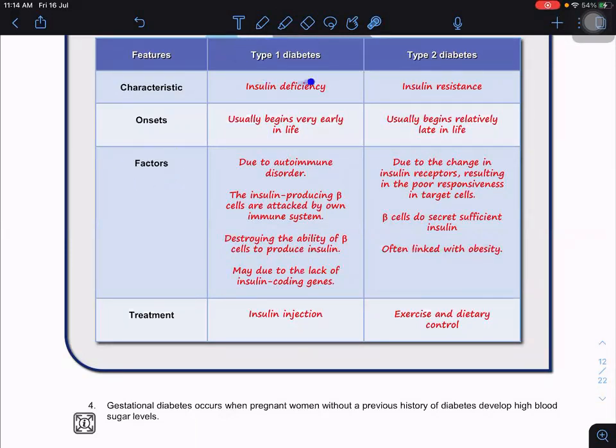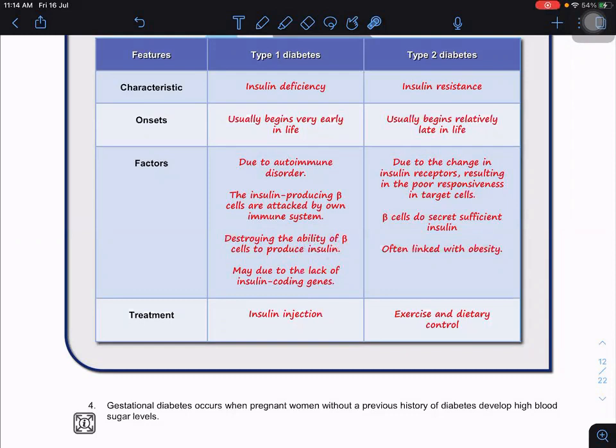A person with diabetes mellitus type 1 normally has an autoimmune disorder. So what's an autoimmune disorder? It basically means that our own immune system attacks our own cells. Are you clear? Okay, so how do they attack? They attack beta cells, because we know that beta cells produce insulin, right? So if the insulin-producing beta cells are attacked by the immune system, the cells lose the capability to produce insulin.